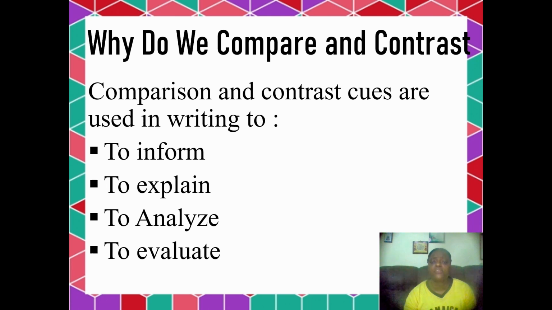Comparison and contrast cues are used in writing firstly to inform your reader. When you compare and contrast, you're somewhat describing what you are writing about. To explain something. To analyze comparison, contrasting, looking at how they're alike, looking at how they're different, and finally to evaluate.